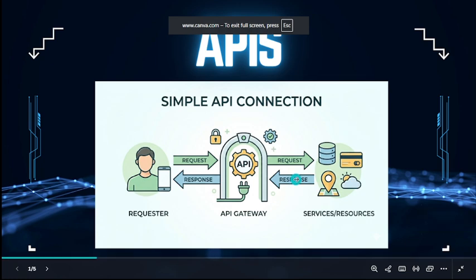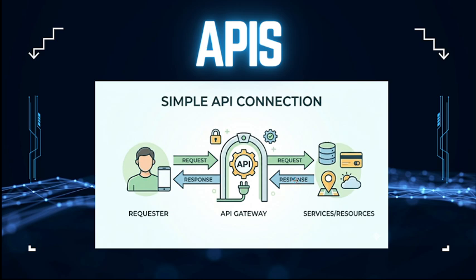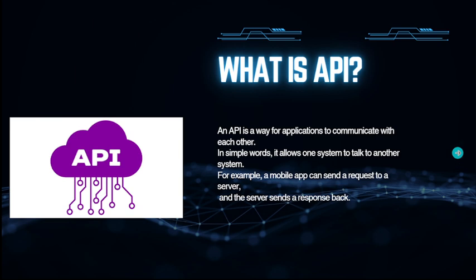In this video, I'll explain what an API is in a simple way. If you are learning programming, this is a very important concept. So, what is an API? An API is a way for applications to communicate with each other. In simple words, it allows one system to talk to another system. For example, a mobile app can send a request to a server, and the server sends a response back.